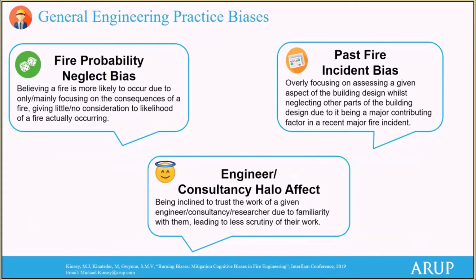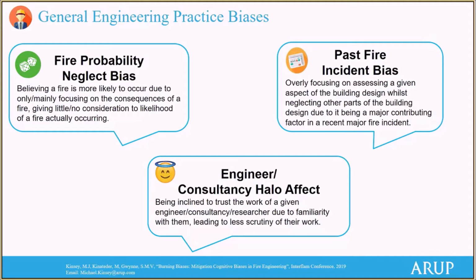Some more general engineering practice biases, some here more for fire engineering. So here we have fire probability neglect bias. As fire engineers, we often focus on if a fire happens, or how do we stop a fire, and if a fire happens, what do we do? Now this may make us susceptible to neglecting the likelihood of a fire actually happening. Fires are incredibly rare, but we spend most of our time looking at the consequences of a fire, so we are more likely to think they are more likely to happen.